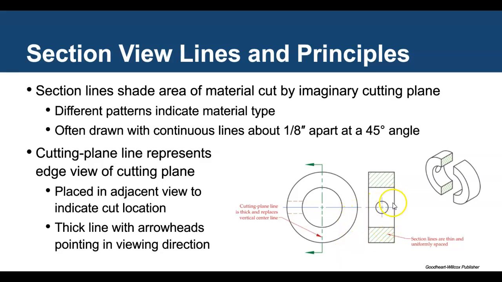Whereas if we were without the cutting view, we would not see that full hole. We would see that as a hidden line on the inside. So this gives us a clearer idea of true size and true shape of both of these features. At this point, the thick line with the arrowheads, of course, is the section view, and it's showing and pointing to the viewing direction.